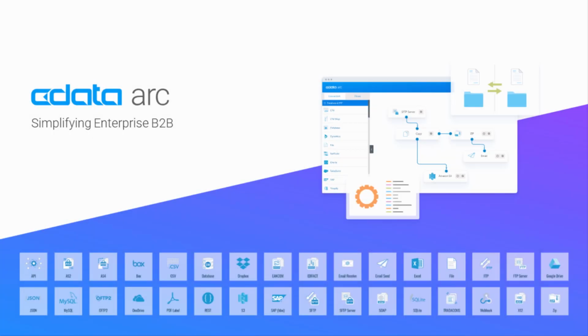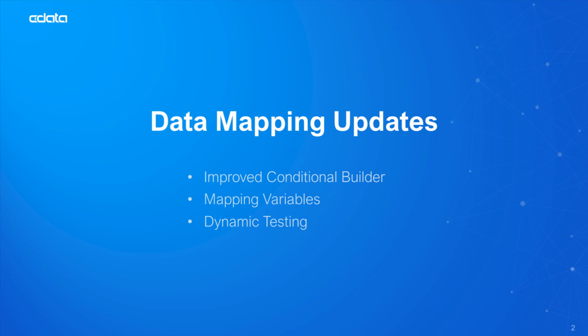CData Arc is an enterprise B2B automation platform that includes any-to-any data transformation and mapping. In this video, we'll look at some recent improvements to the XML map connector, which is the core data transformation tool in Arc.